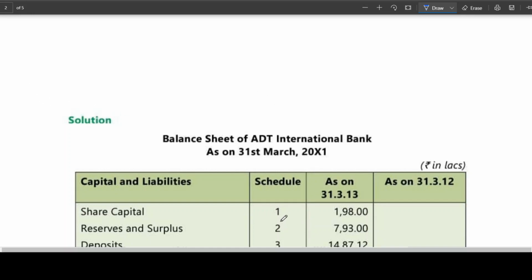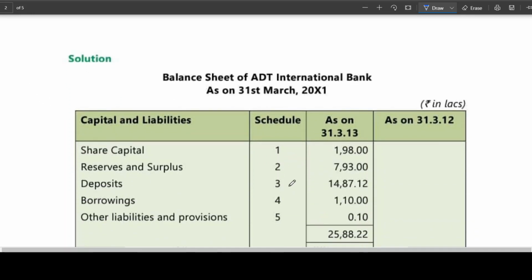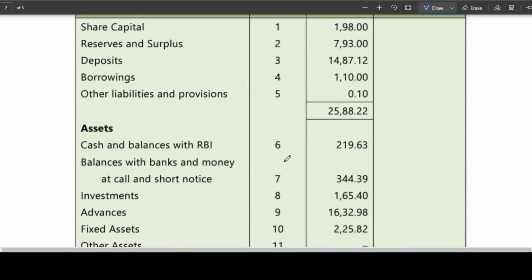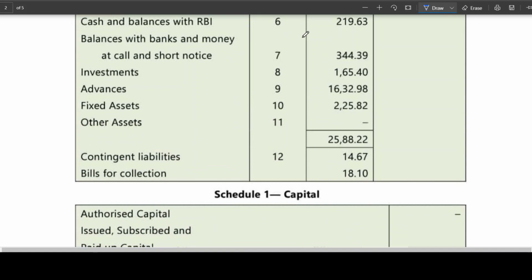Share capital, reserves and surplus, deposits, borrowings, other liabilities. In assets: cash and balances with RBI, balances with banks and money at call and short notice, investments, advances, fixed assets, other assets, contingent liabilities, bills for collection. That's it.